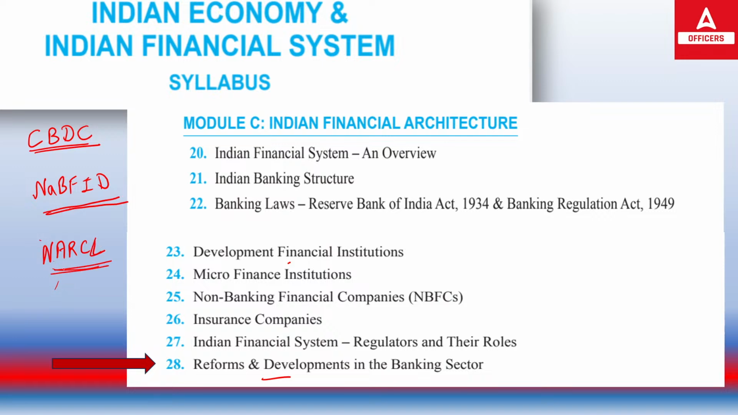So these are the three major reforms we have seen in the banking sector, in the financial sector in our country. First is the central bank digital currency. Second is NaBFID, National Bank for Financing Infrastructure Development. Third is NARCL, that is National Asset Reconstruction Company. NARCL is also known as a bad bank.